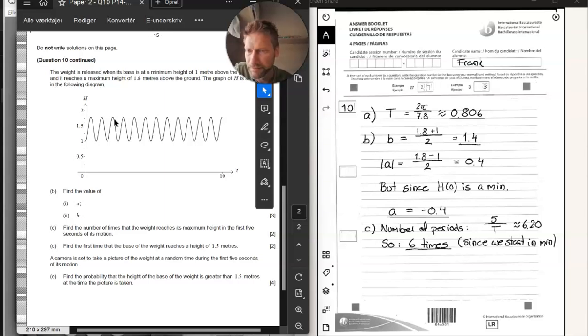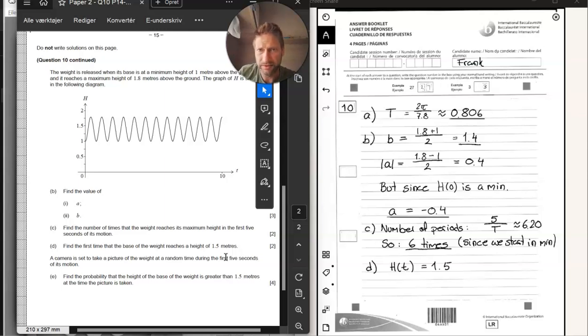But it's not. So that's the answer to C. Now in D, they want us to find the first time that the base of the weight, which is the one that we're looking at the position of, reaches a height of 1.5 meters. So D is really just saying we have to find the value of t such that h of t is equal to 1.5. So no trickiness there.